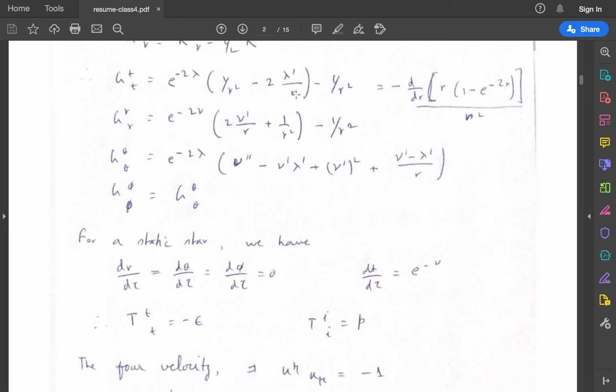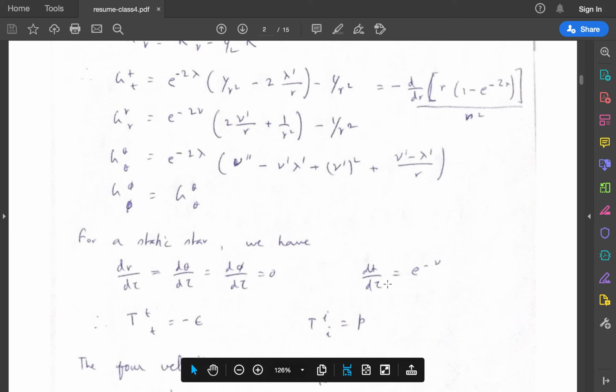Next, once we have written down all these equations, we will also assume, as we have assumed a static star, that dr/dτ, dθ/dτ, and dφ/dτ equal 0, and dt/dτ is equal to exp(-ν). This is the 4-velocity, right? Only the 4-velocity u^0 is non-zero. That means only the temporal part of the 4-velocity is non-zero.